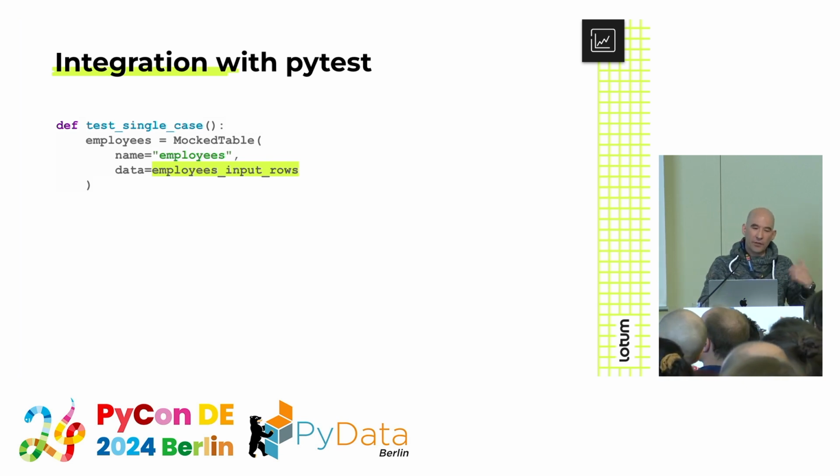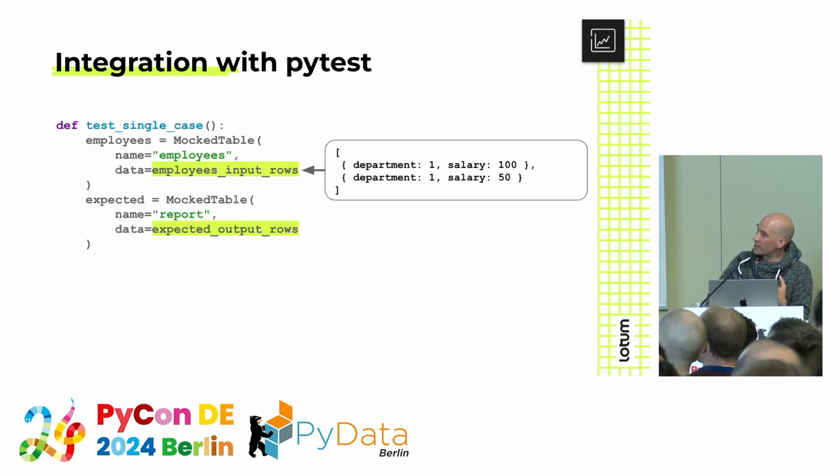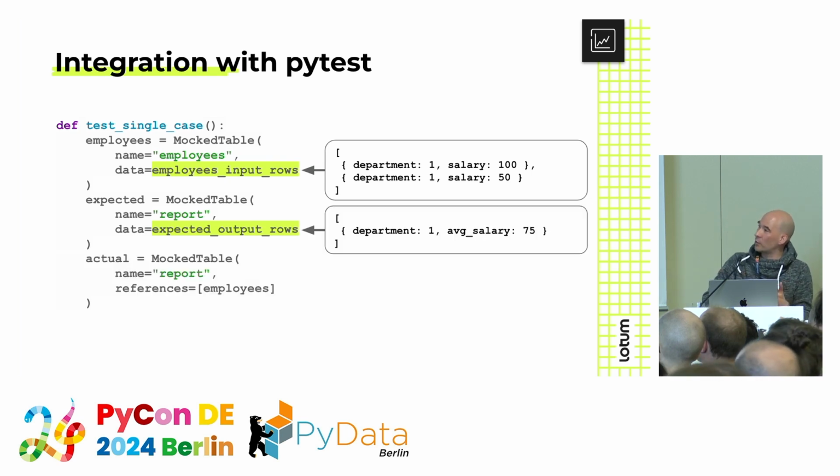We have to define 3 mock tables in total. One contains our input data for this test case. The other one contains our output data. And the third one doesn't get any data, but it has a reference. It references another mock table, which I just defined.